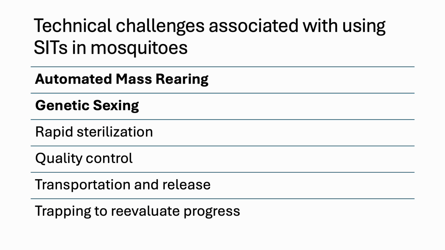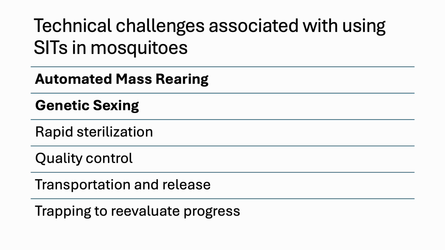To build upon the notion of having to deal with an issue such as reinfestation, we will now be discussing other more important technical challenges that are associated with using SITs in mosquitoes. First, automated mass rearing. The issue with this is having to develop efficient and large-scale systems in order to breed in large amounts in a cost-effective manner. Second, genetic sexing. An issue with this is having to separate between genders before release, in order to not increase biting and disease transmission.